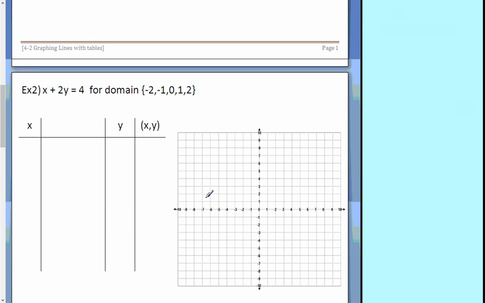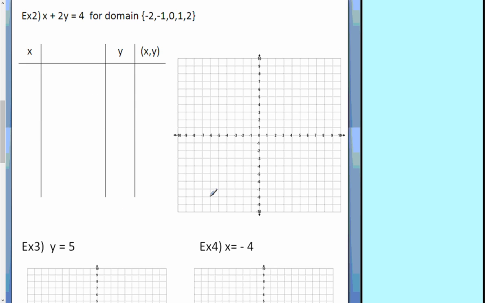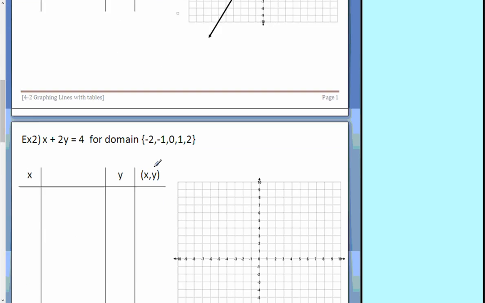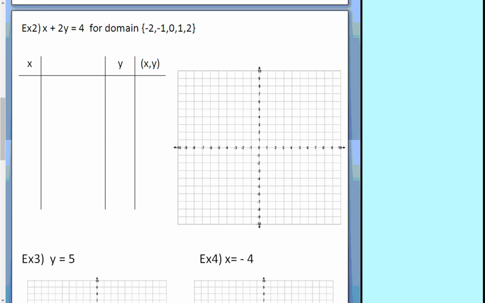So let's do another example. All right. Going back to our examples from earlier, remember what I said, get y by itself first. So that's the first thing we want to do. In this equation, y is not by itself, is it? So we're going to have to get the y by itself first. I don't have room here, so I'm going to go off to the side and do this.